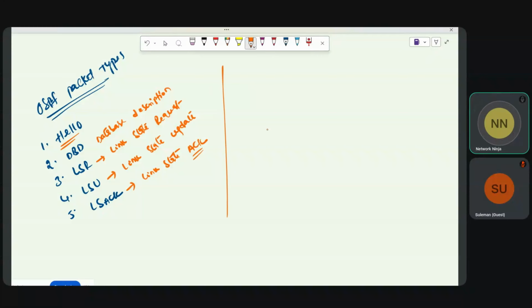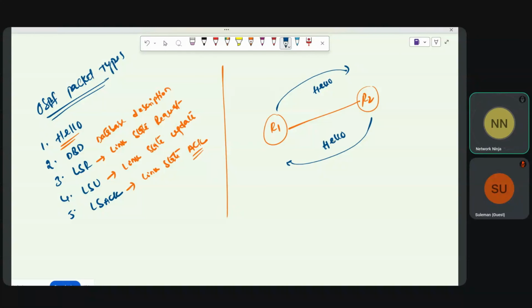Likewise, guys, if you want to form a neighborship between two routers in OSPF, router 1 and router 2, a few criteria have to be matched. Router 1 is going to send the hello message to router 2, and router 2 is going to send the hello message to router 1. The hellos are sent to form the neighborship. To become neighbors, R1 with R2 and R2 with R1, a few criteria have to be matched.